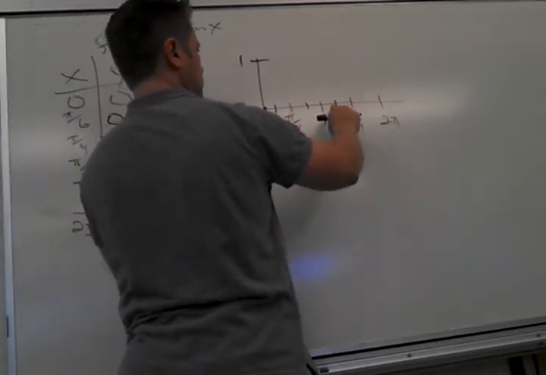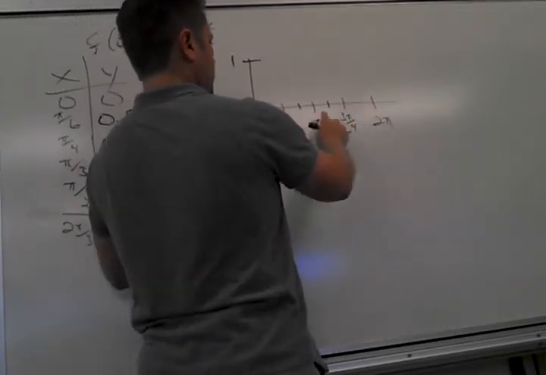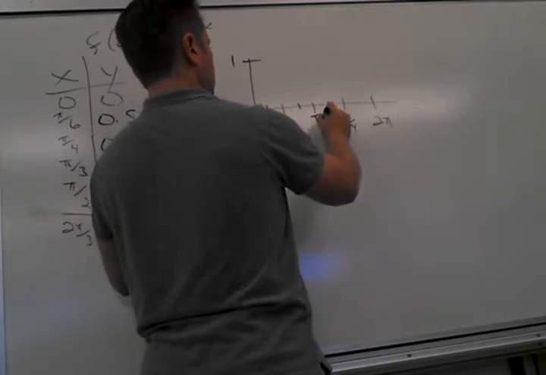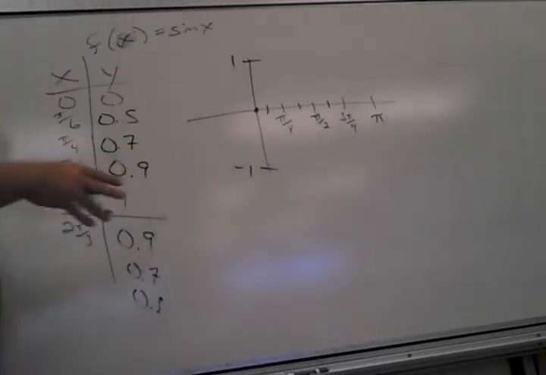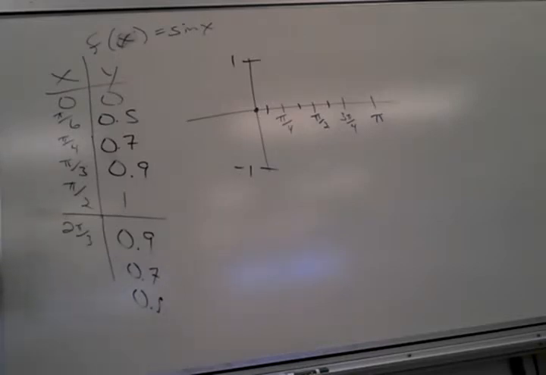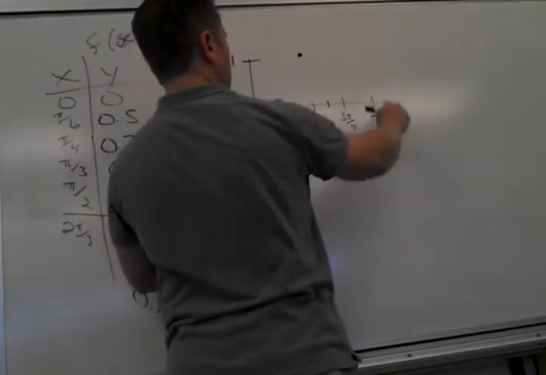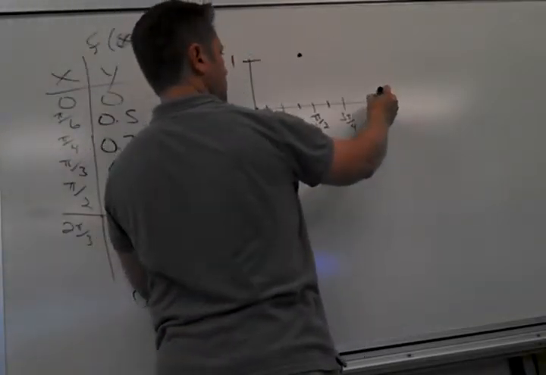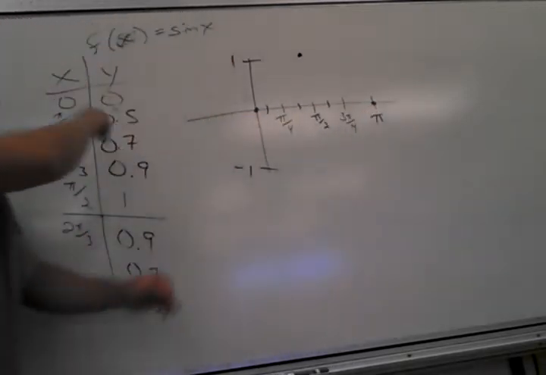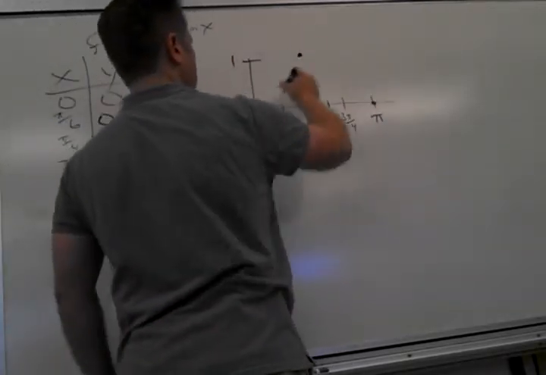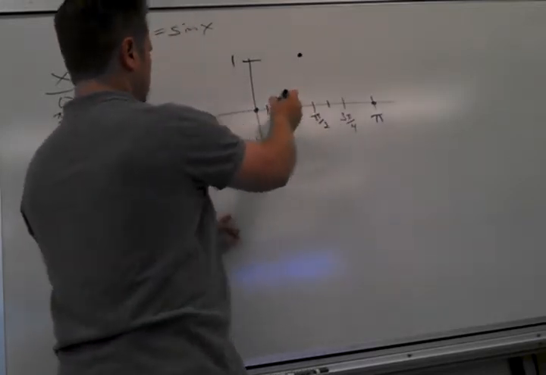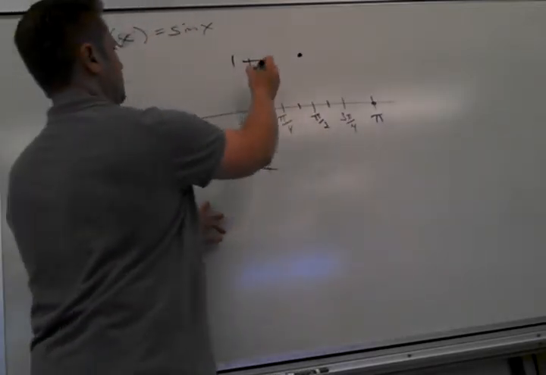At pi over 2, it's going to be 1, right? And at pi, it's going to be 0. So these other points in between just sort of give us a feel for it. Is it like a triangle? Does it curve down? What does it do? So at pi over 4, we got 0.7.